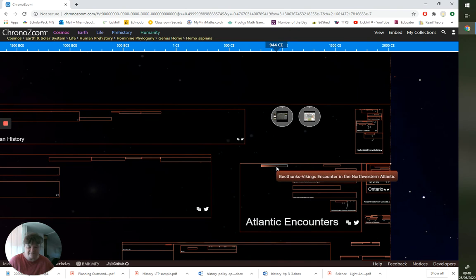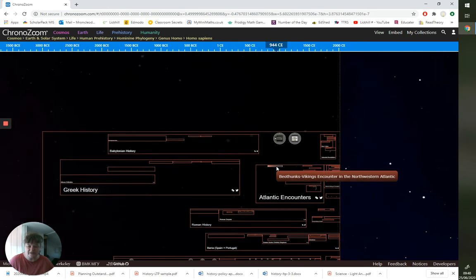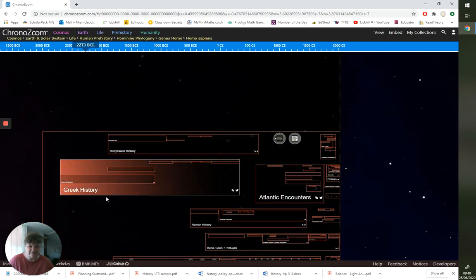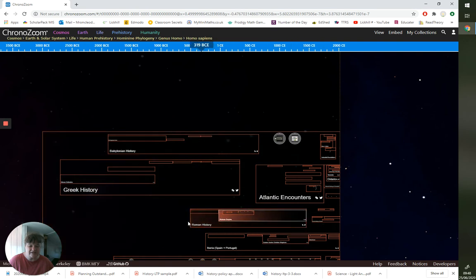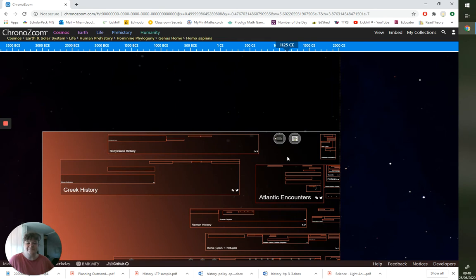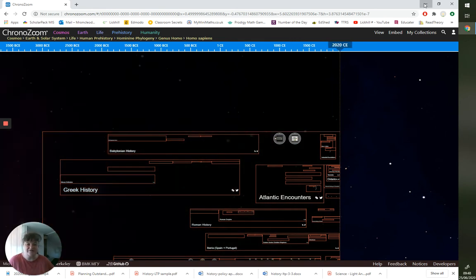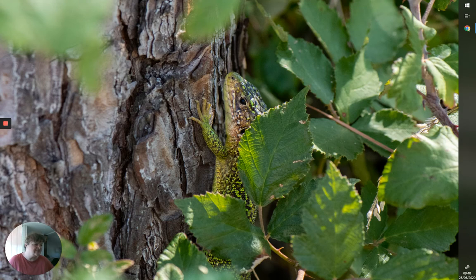Vikings, there we go. So there's the Vikings. You can see, if I just zoom out a little bit, well after the Greeks, but actually the same sort of period as the Romans. Okay, that's enough playing around with that. I could play around with it all day, but I'm going to leave you to have a little go at that. Oh, there's a lizard.